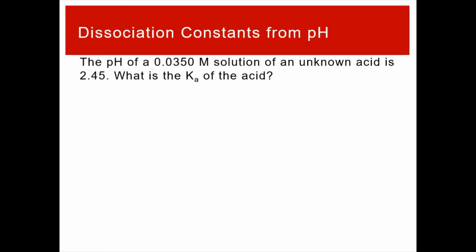Let's look at an example. The pH of a 0.350 molar solution of an unknown acid is 2.45. What is the Ka of the acid?